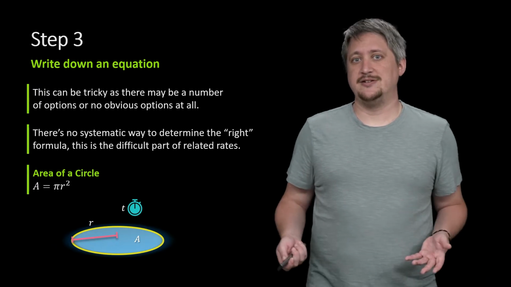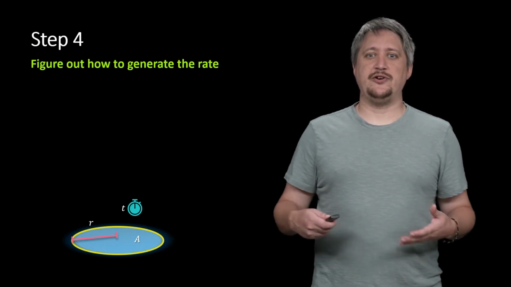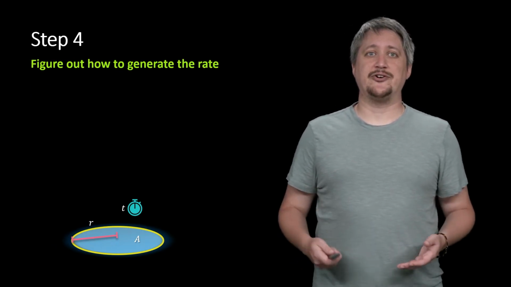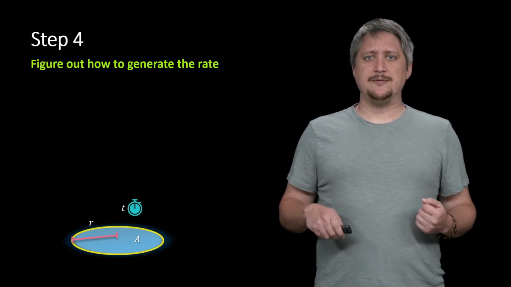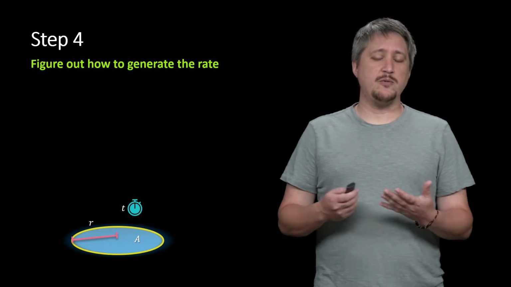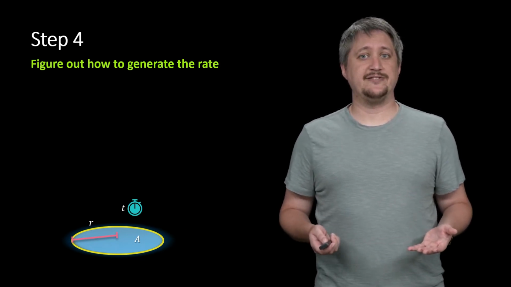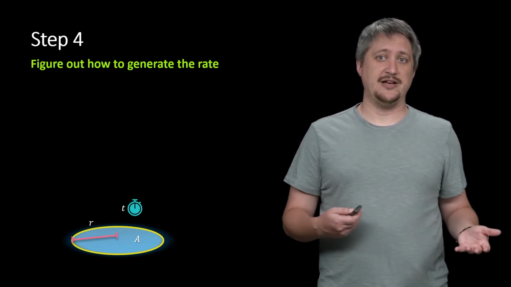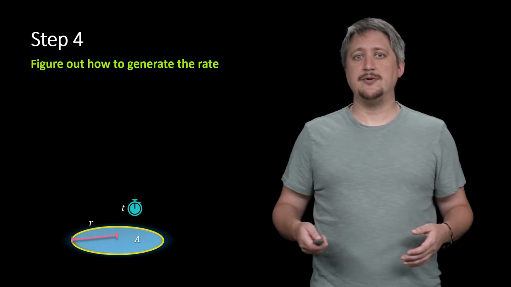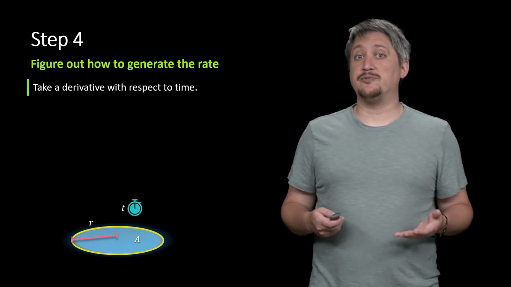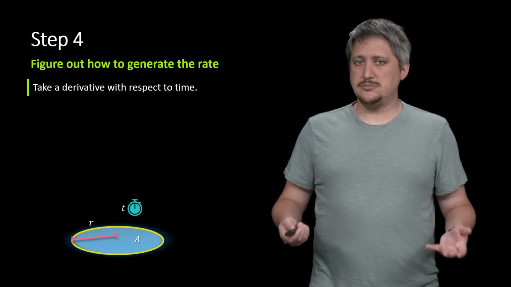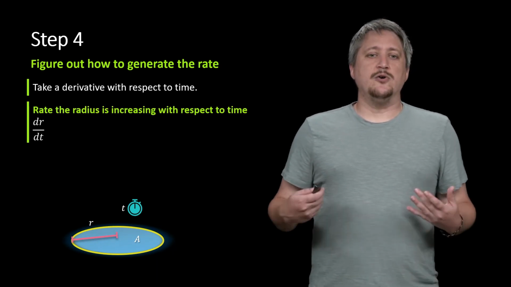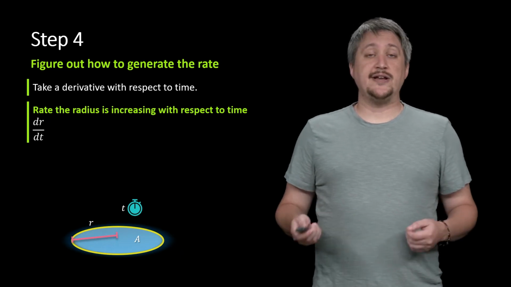So that is step four, which is figuring out how to generate the rate that I'm after. Typically you generate that rate by taking a derivative, almost always, because we're usually talking about rates over time, right? Change in area over time and radius over time, almost always that's going to be a derivative with respect to time, t. Doesn't always have to be, but it usually is. So what I'm after is the change in radius over time.